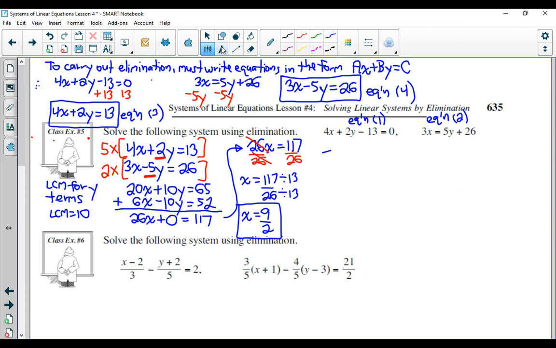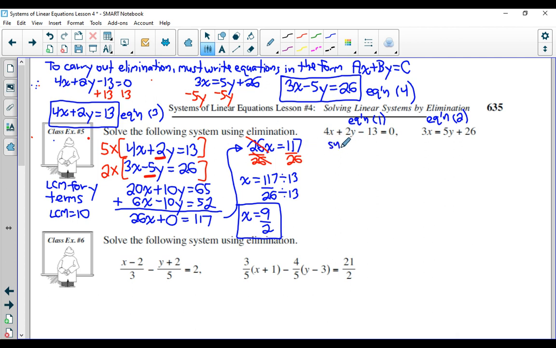Now, to get the y coordinate, we just plug it into the other equation. I shouldn't say into the other equation. You can plug it into either of the original equations. I'm actually going to plug it into equation number 3, okay? Just because the original equations are not really in a great format to solve for the variable. Actually, you know what? Equation 2 is not bad. Let's sub it into equation 2.